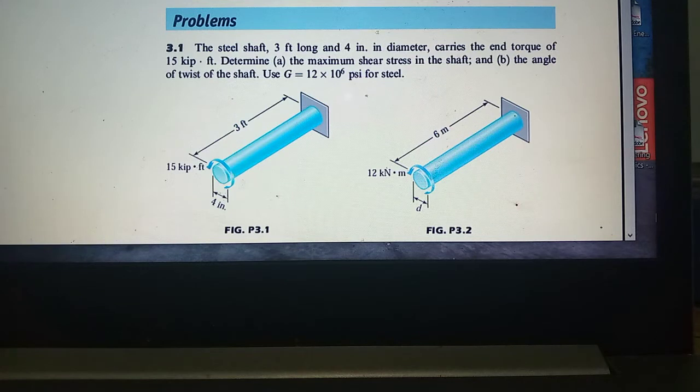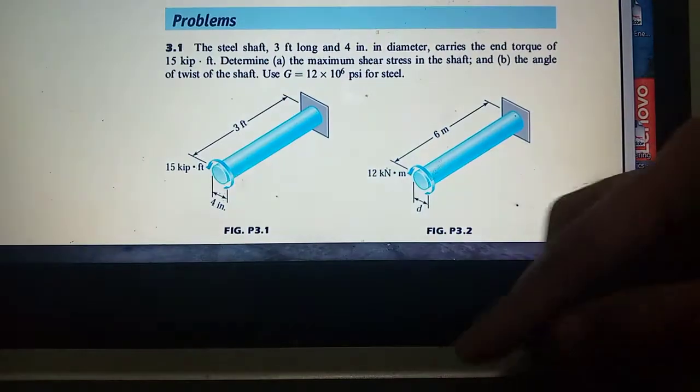Okay, so we start with 3.1. The steel shaft, 3 feet long and 4 inch in diameter, carries the end torque of 15 kip-foot. Determine A, the maximum shear stress in the shaft, and B, the angle of twist of the shaft. Use G, or the modulus of rigidity, 12 times 10 to the power of 6 psi for steel. Okay, so without further ado, we'll try this problem. Here in my hand is a solution to that problem.